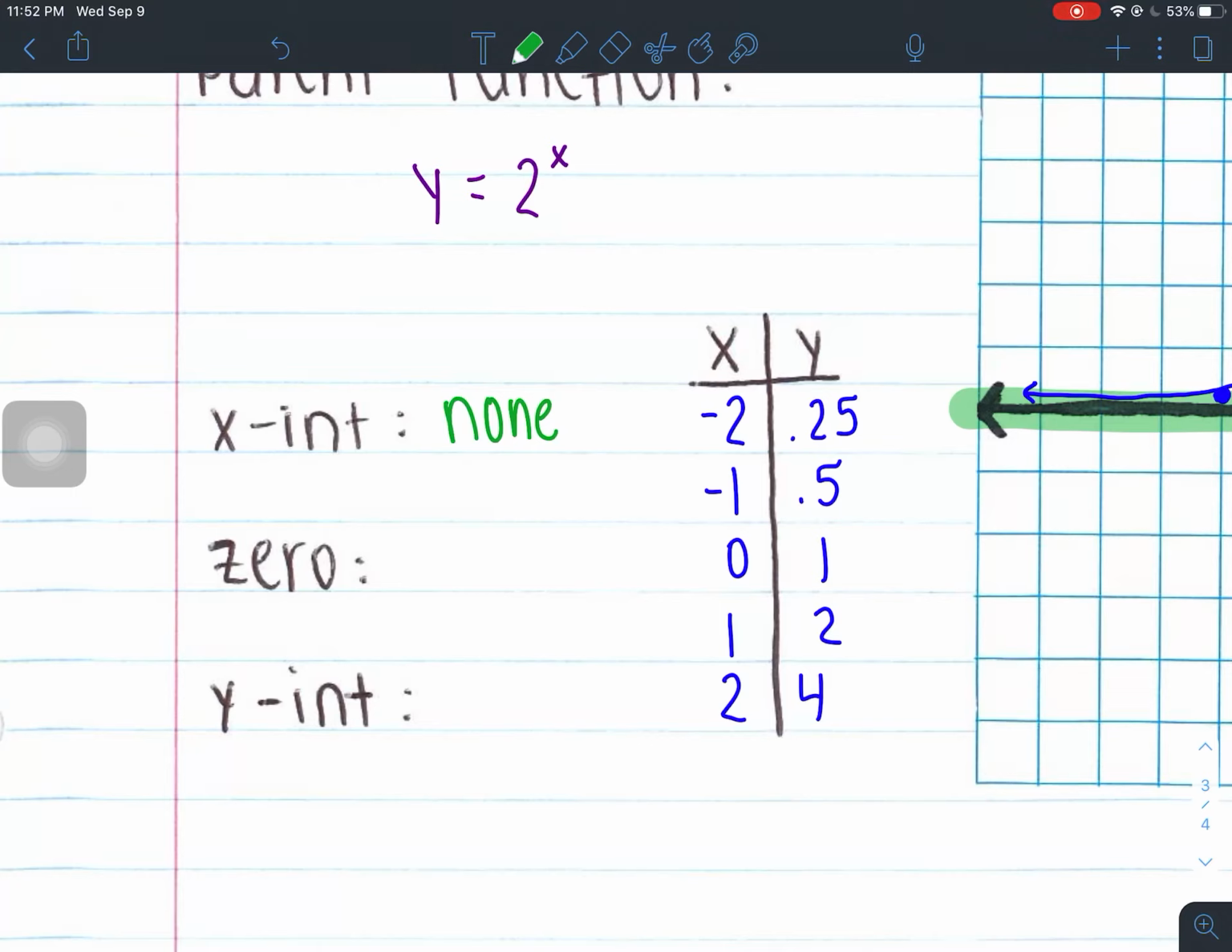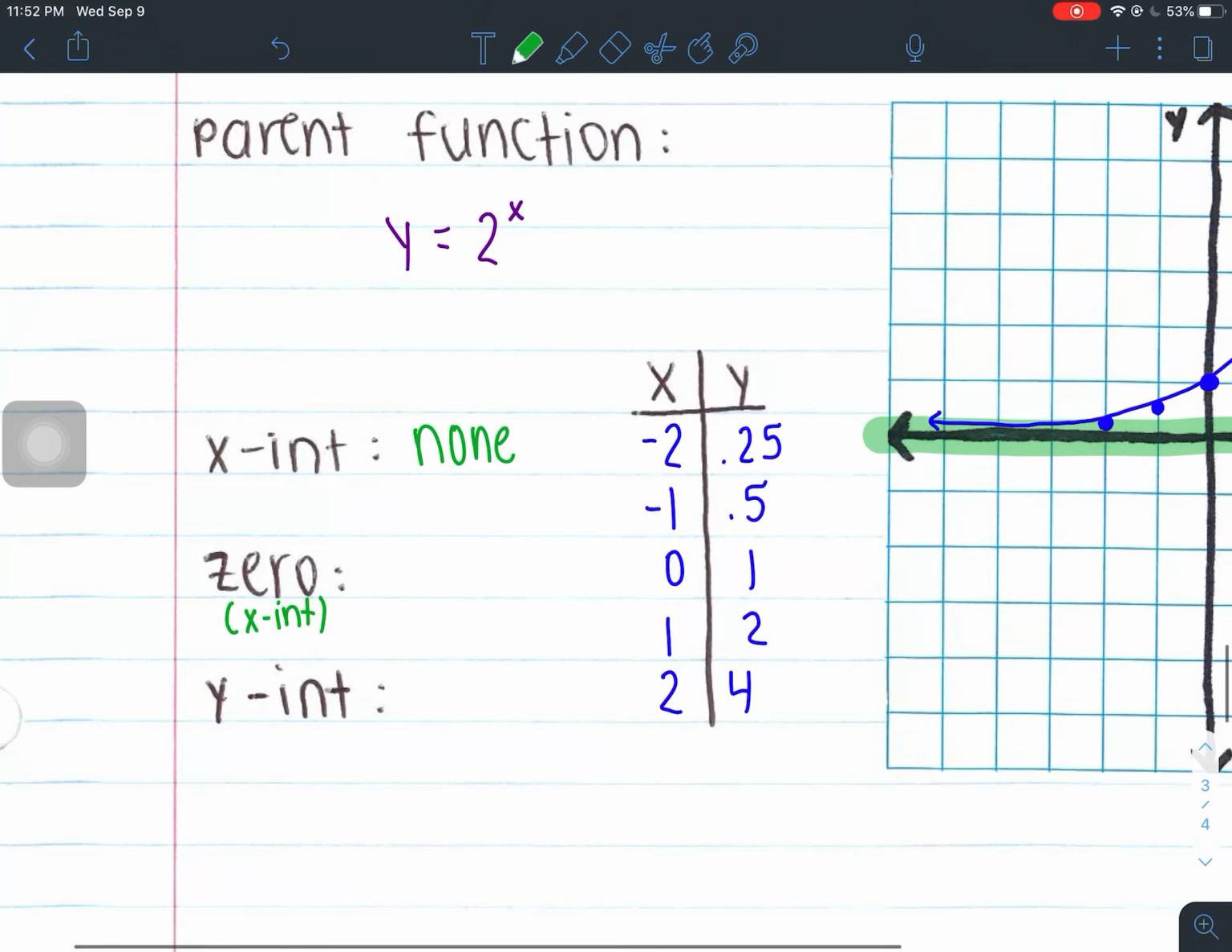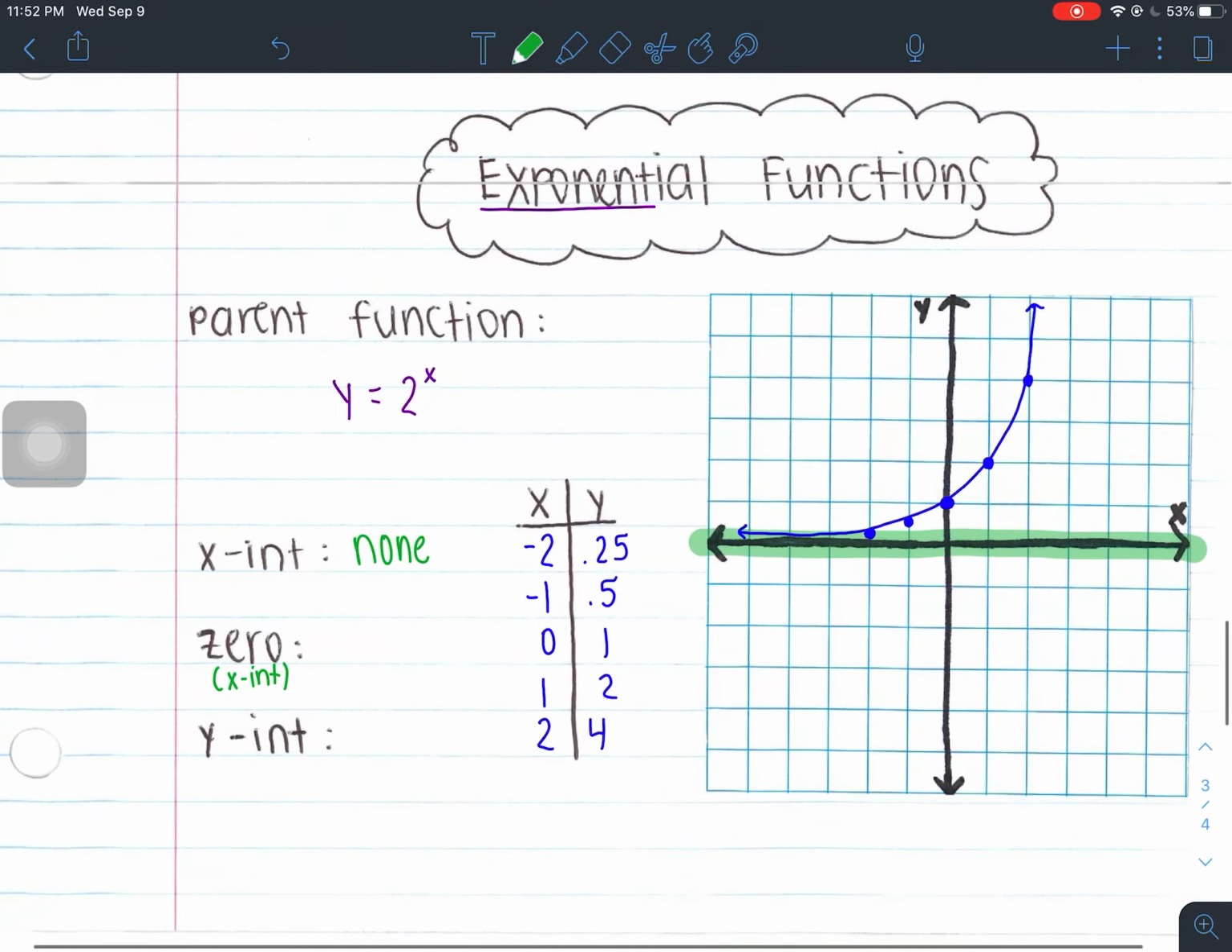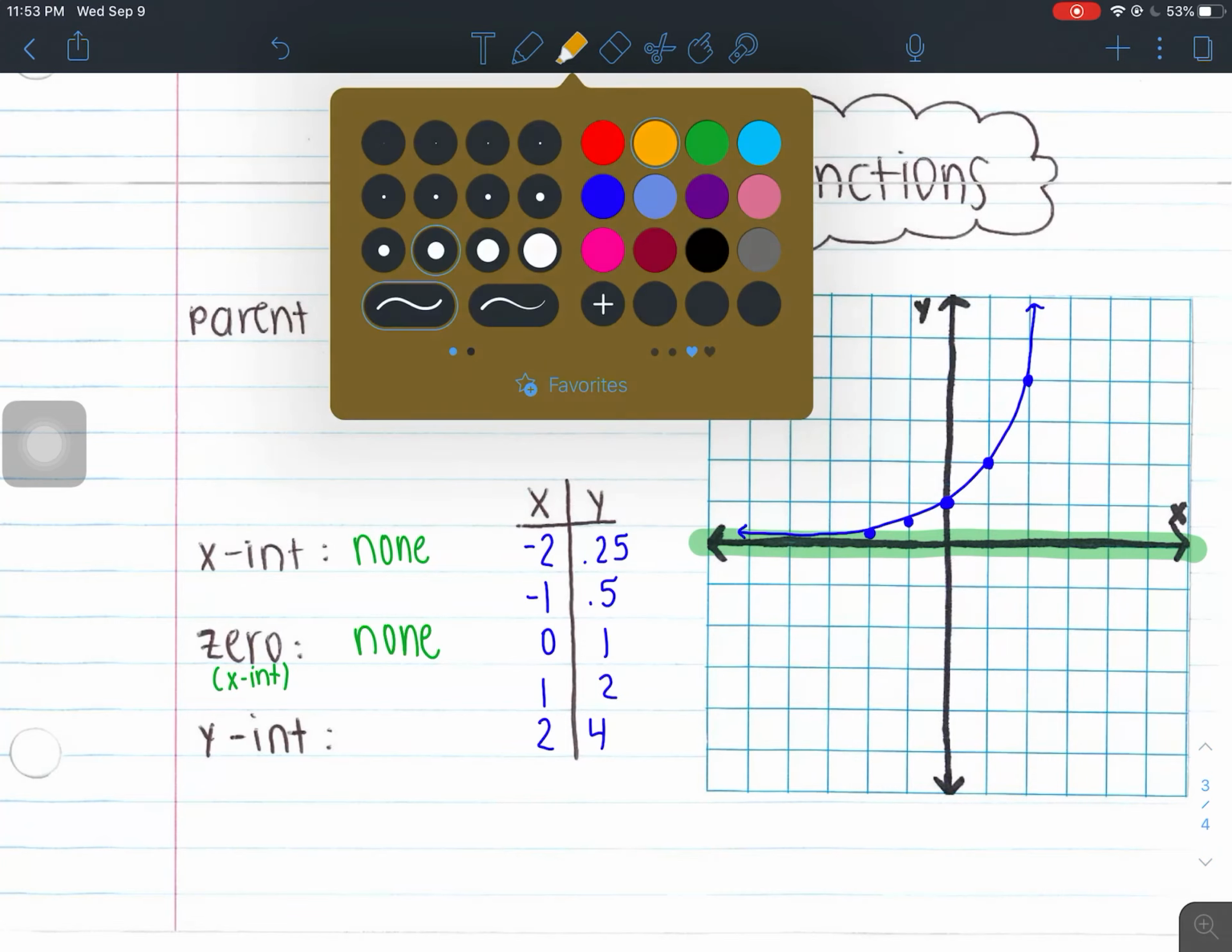I don't have any. Now remember, 0. It's asking you for 0. Remember, 0 is an x-intercept. You need to make sure you're familiar with that because you don't want to be caught off guard and be like, I don't know what a 0 is, because I can't help you on a test and I can't help you on a STAR test. So if a 0 is an x-intercept, I know I have no x-intercept, so 0 is also none because I don't have any. Okay, so it's basically asking you the same thing twice.